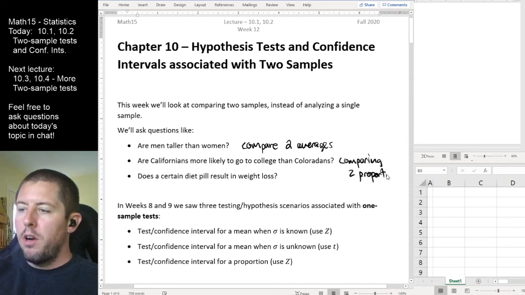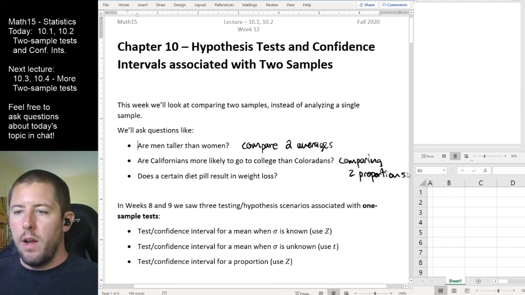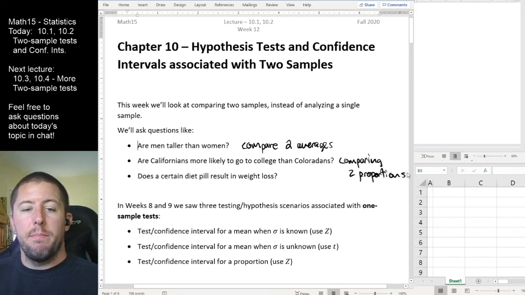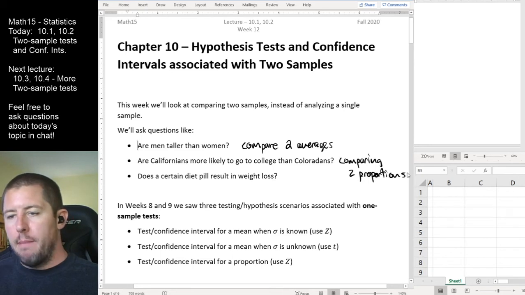Finally, the third bullet point is our one sort of new scenario this week here. This is a little bit of a sneakier one. Does a certain diet pill result in weight loss? And the question that I should be asking you right now is, what are the two samples that we're comparing in this case? How is this a two sample test? How are we going to measure weight loss here? And the thing that makes this one a little bit different than the other questions that we're asking is that the samples that we're going to draw, samples, plural, is going to be from the same group of people.